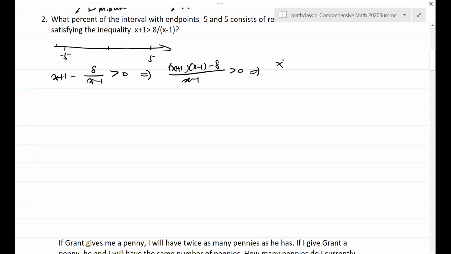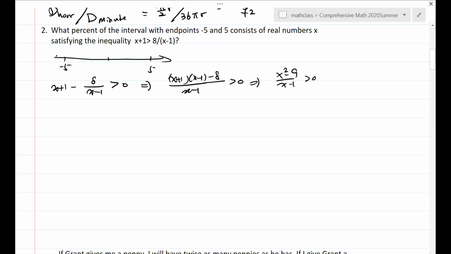x squared minus 1, then x squared minus 9. The question is, how do you solve that inequality? We are looking for the sub-intervals between -5 and +5 over which this expression is positive. When you see x squared minus 9, you should immediately factor it.